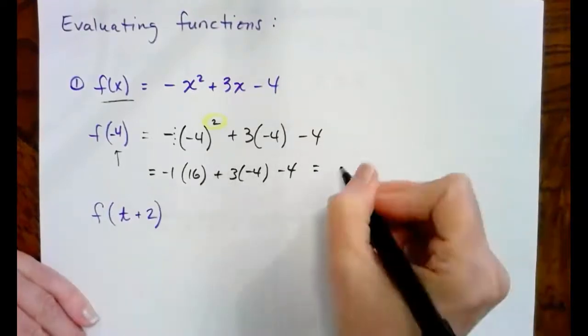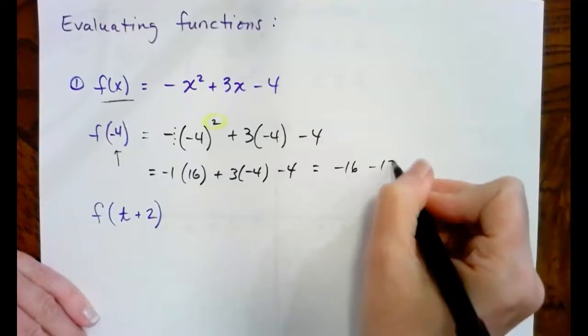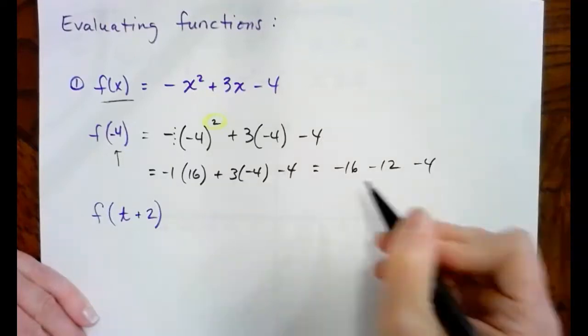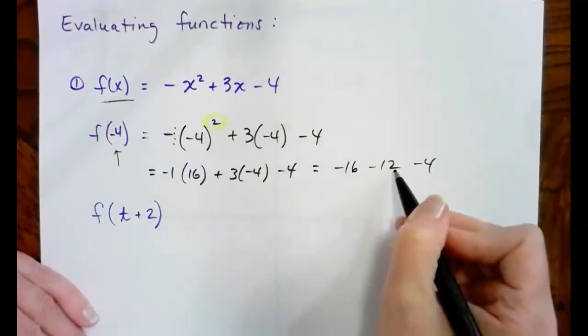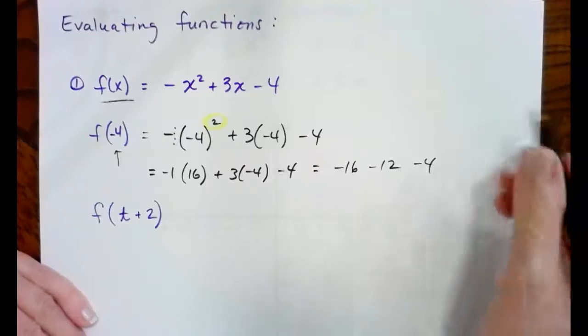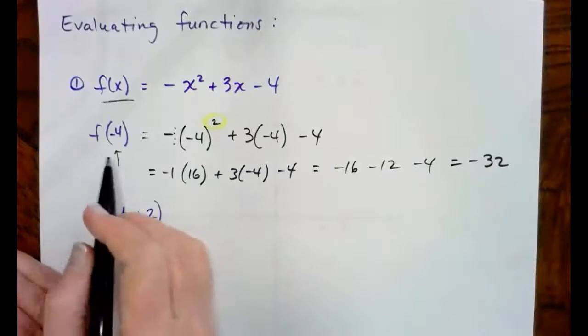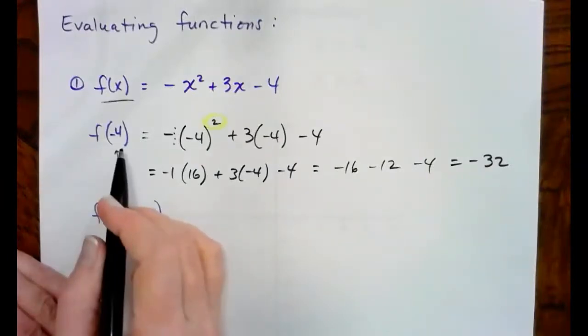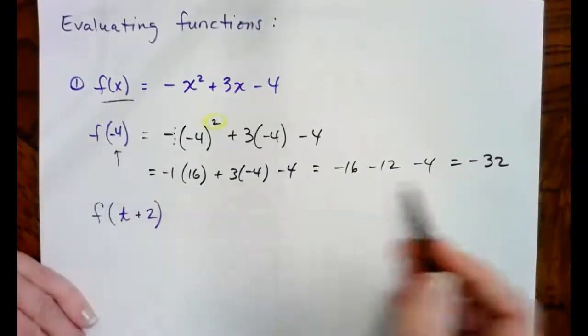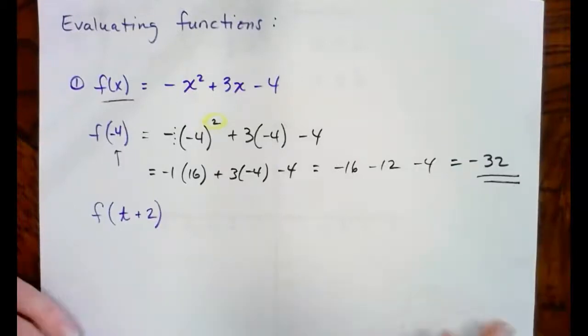Now we're going to multiply, and we get -16 minus 12 minus 4. So -16 minus 12 is -28. -28 minus 4 is -32. So the function's value when x equals -4 is -32.